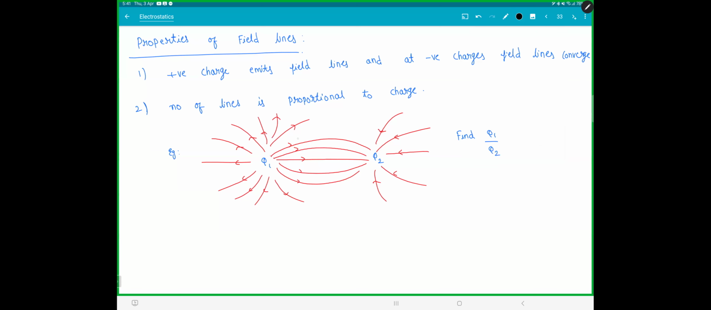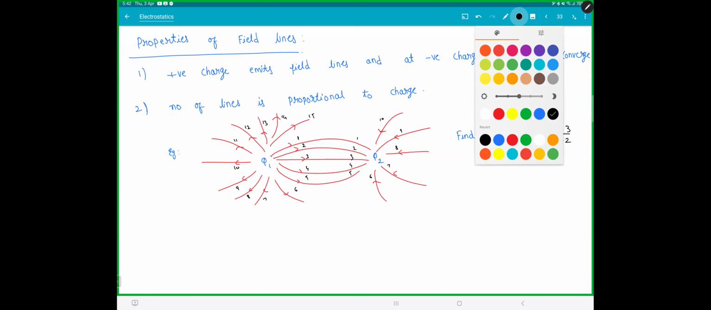So if you count the lines, 1, 2, 3, up to 14, and this one has 15 lines. This other one has 1, 2, 3, up to 10. So Q1 will be plus 15 and Q2 will be minus 10. Signs are also important. For Q1, field lines are coming out and for Q2, field lines are going inside. So the charges will be in the ratio of 3 is to minus 2. Does that make sense? Lines going in and lines going out also make a difference.